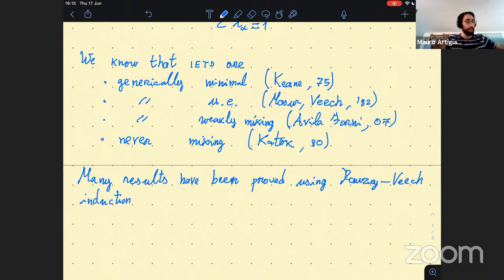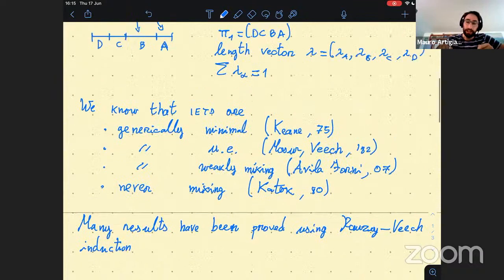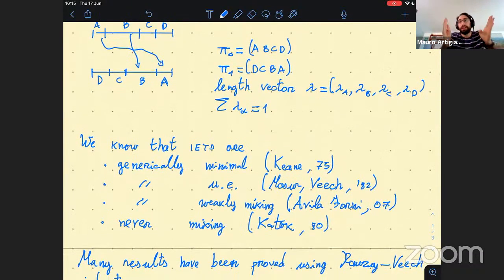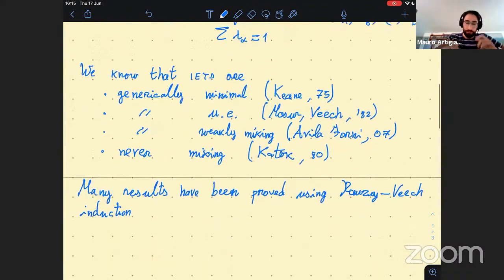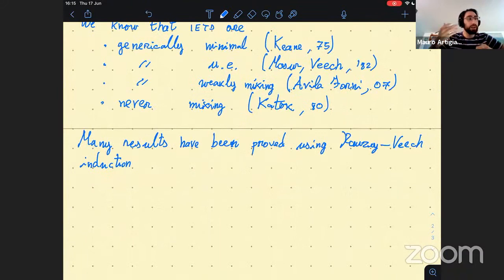So what is Rauzy-Veech induction? I will give you an example. I will not give the formal definition, but the point is to take the restriction of the IT to a subinterval of the original interval, chosen in a way that the transformation induced on this smaller interval is still an IT and still on the same number of intervals. So we don't want to increase the number of intervals, so the combinatorial complexity doesn't increase. Okay.